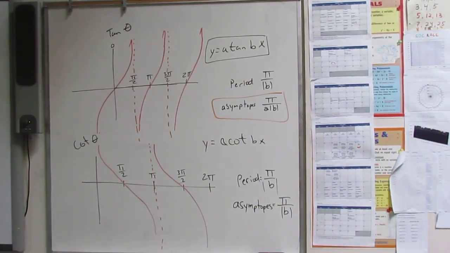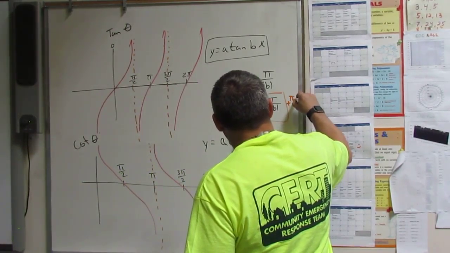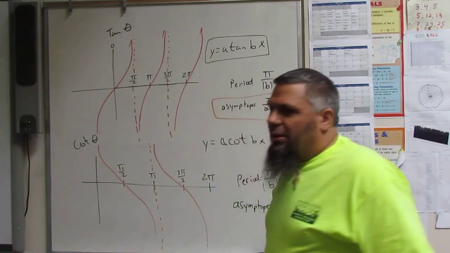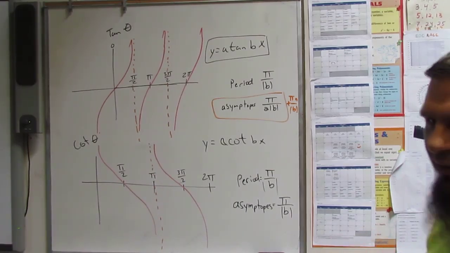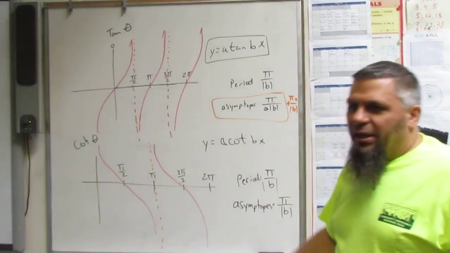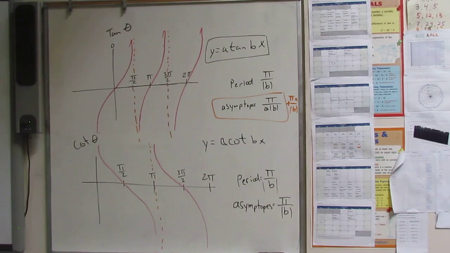So there's always more asymptotes. The rest of them are found at plus pi n over b, whereas n is just your integer: 1, 2, 3, 4, 5. So 1 pi over b, 2 pi over b, 3 pi over b, and so forth. Okay? And the same thing for the cotangent. And that's how we would graph tangent and cotangent.